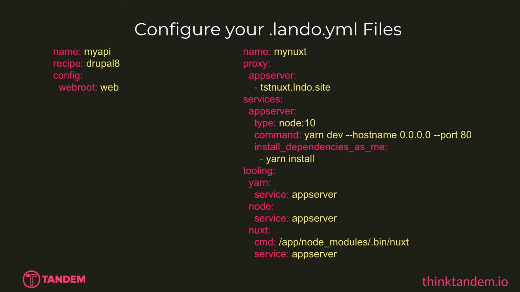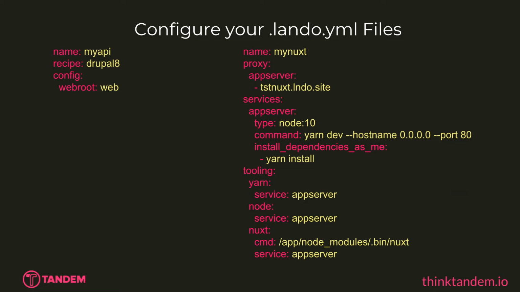What we have here is we're going to make two different apps: the Drupal app and the Nuxt app. These are two different .lando.yaml files, and there's nothing very special. The left one is just the Drupal Lando file, and it's just a Drupal 8 recipe, and that's it. That's all you need to run Contenta CMS. On the right, a little bit more stuff.